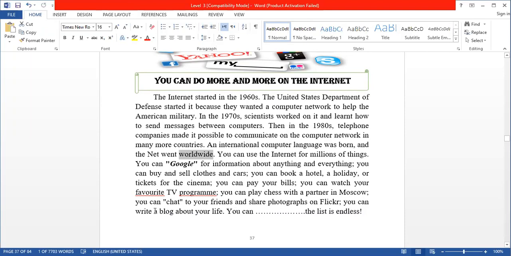In Moscow, you can chat. To chat means what? To talk in a friendly, informal way to someone or somebody. Okay, to chat to your friends, with your friends, and share photographs. To share means to let somebody use something that is yours.